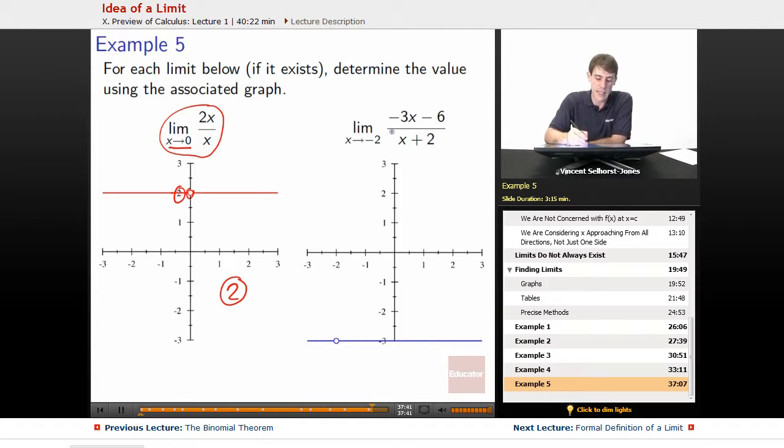Similarly over here, limit as x goes to negative 2 of negative 3x minus 6 over x plus 2. What is it going towards? It's going towards that thing, which is negative 3. So it is going to negative 3.